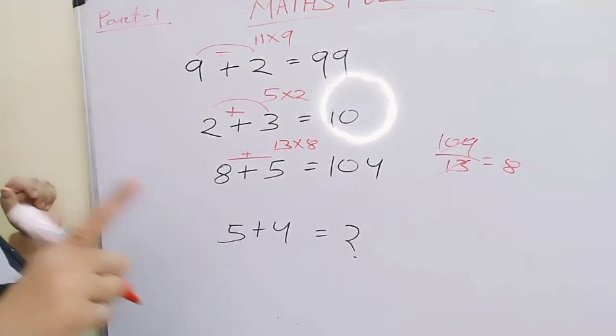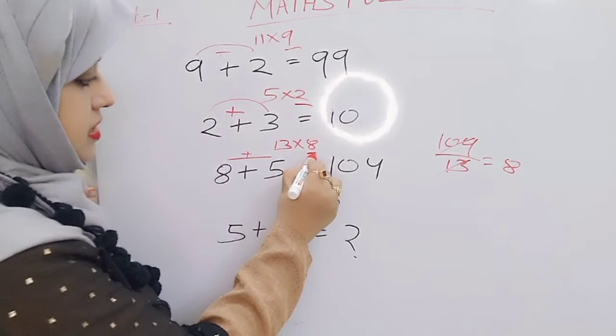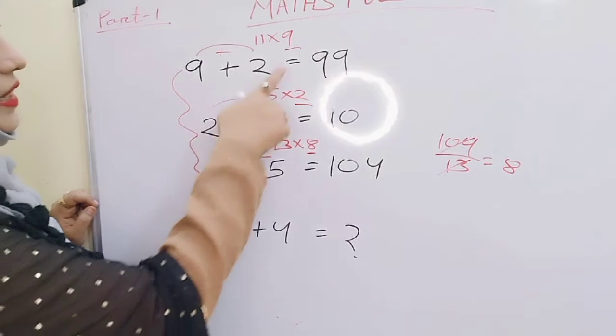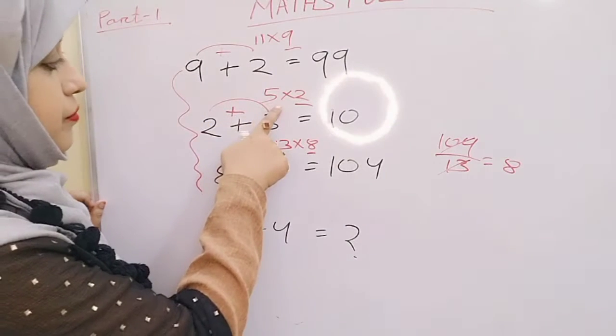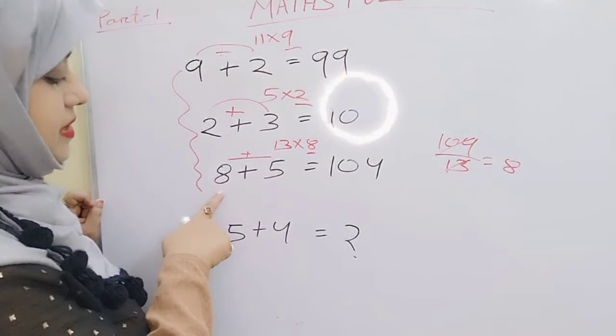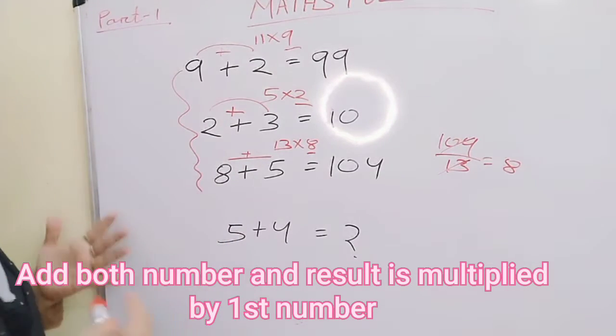Okay guys, you can see here what these numbers are. The first number. Okay, the first number, 11 into 9. The first number, 5 into 2, and 13 into 8. That means the first number. So here you get the trick.